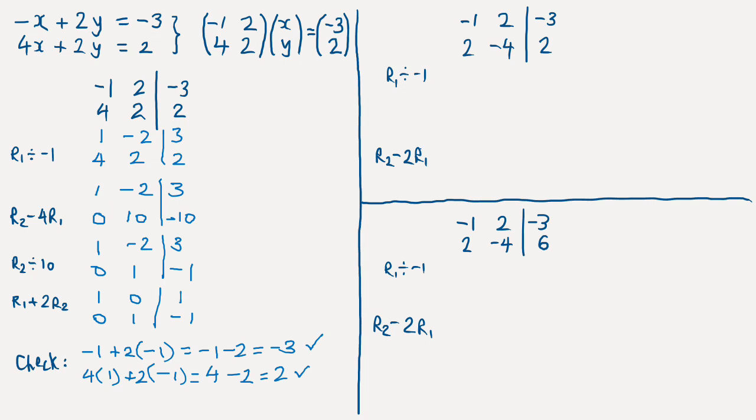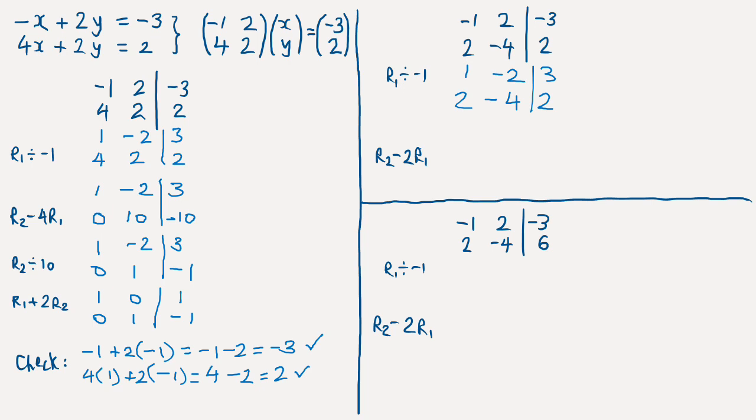So if our system looks like this, so this would be minus x plus 2y equals minus 3 and 2x minus 4y equals 2. Let's perform Gauss Jordan elimination here and see what happens. So first step is to divide the first row by minus 1, just like we did in the last example, and leave the second row alone.